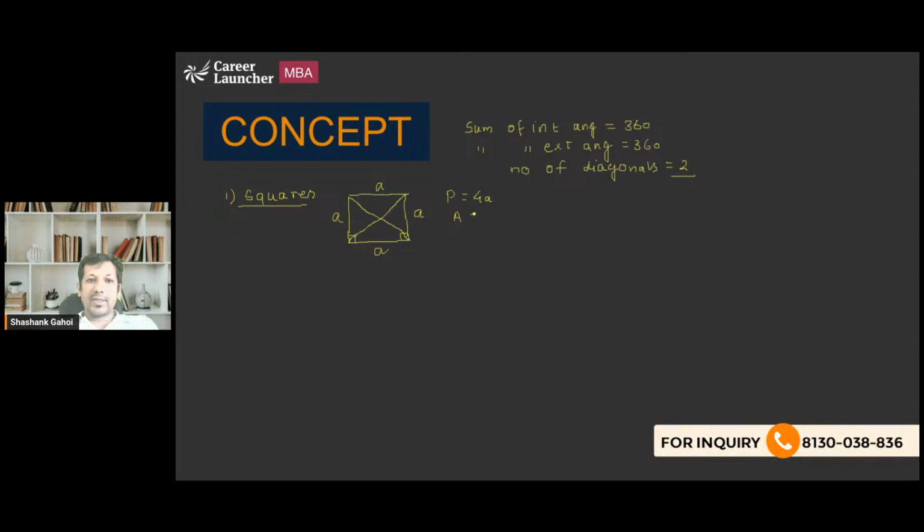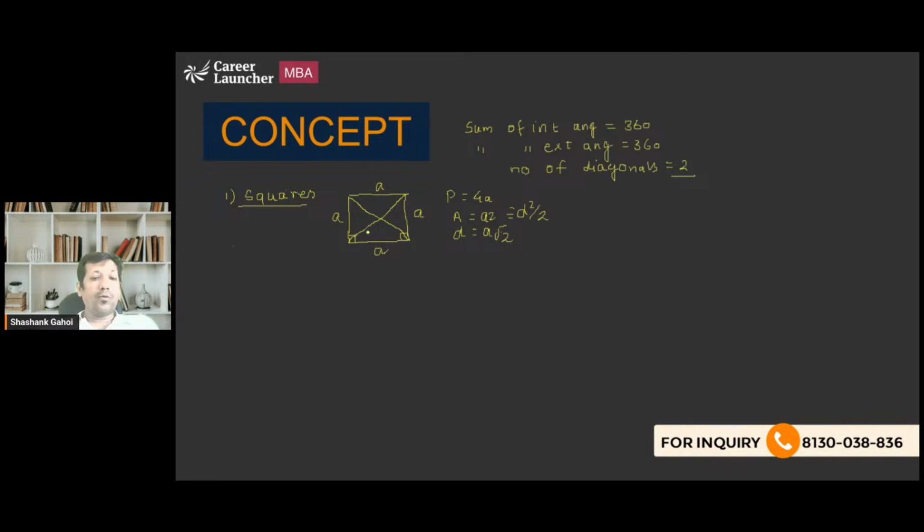Area is given by A square. And this is A, this is A. You can calculate the length of the diagonal using the Pythagoras theorem, that is A root 2. So A can be said as D upon root 2, and so the area can also be said as D square upon 2. That is the area of a square.